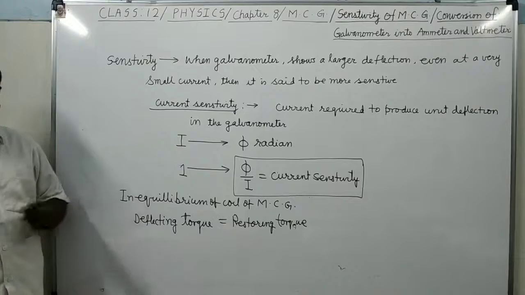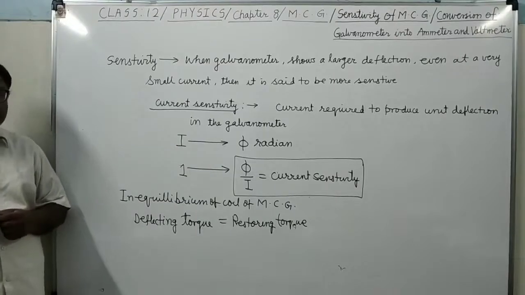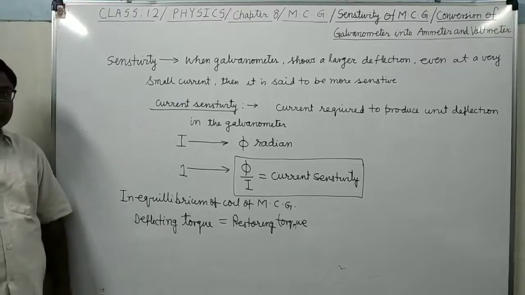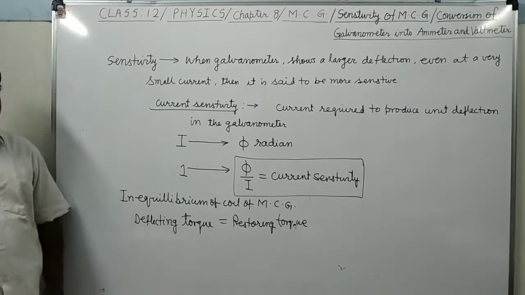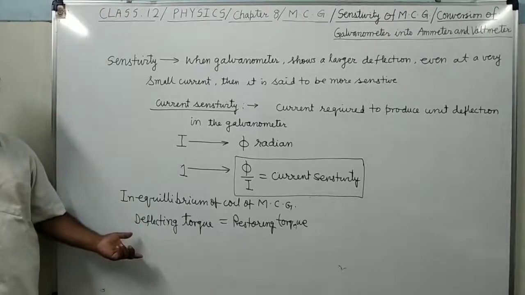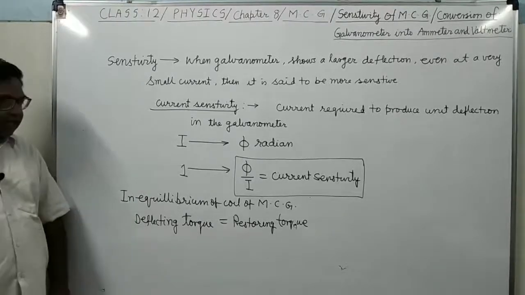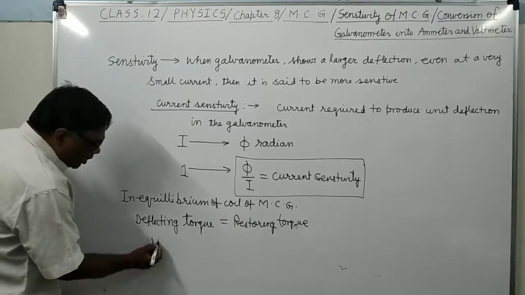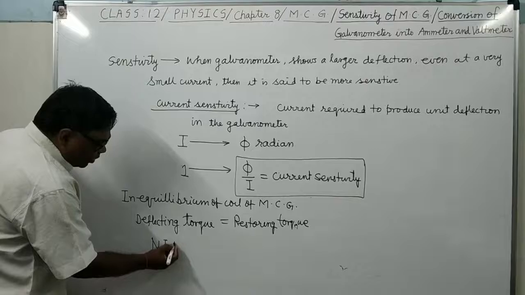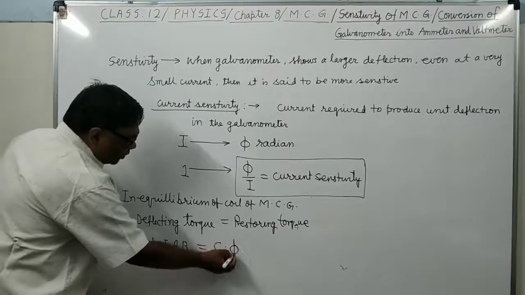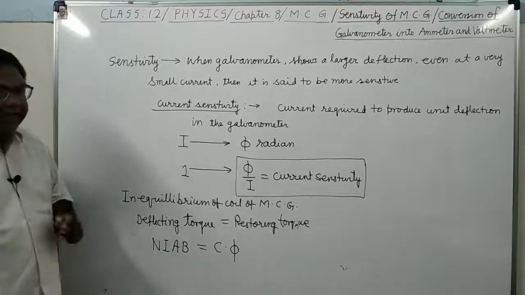In equilibrium, when the coil comes to the rest position under the influence of these two torques, both the torques will be equal. They will be in opposite direction. If one is acting clockwise, then the other will act in the anticlockwise direction. Now as we know that when we use radial magnetic field, then NIAB is the deflecting torque and C into phi is the restoring torque. What is N?